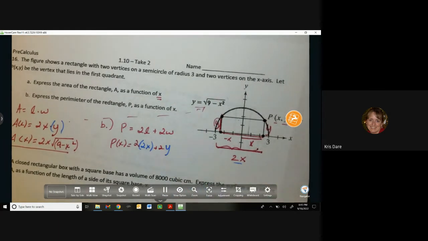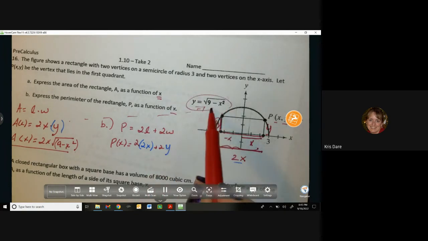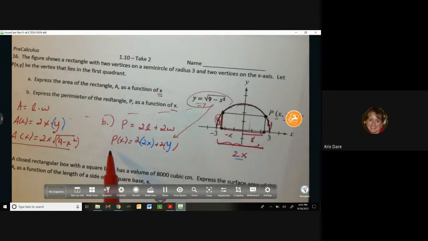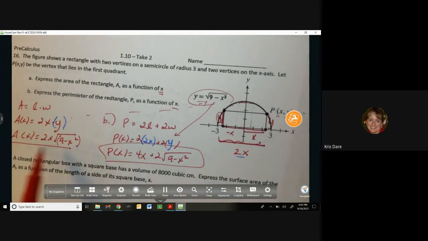But again, they only want it in terms of X, so I can use this relationship again to go for Y, because this is showing the relationship of every point on this semicircle. So I end up with the perimeter in terms of X is 4X, right? Plus 2 times the square root of 9 minus X squared. Okay, so that was 16.